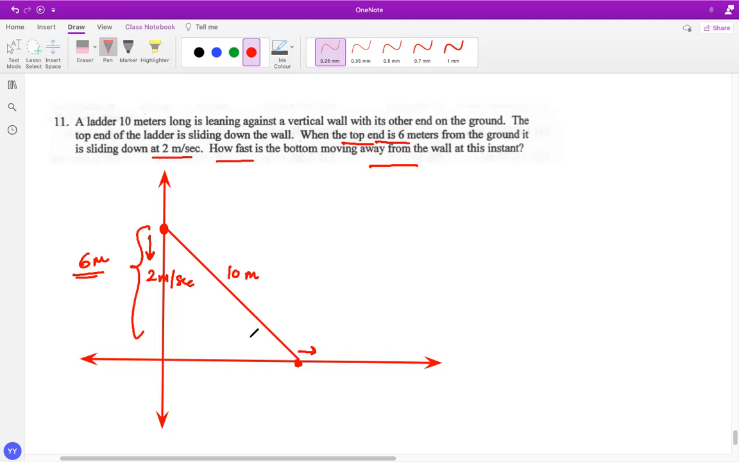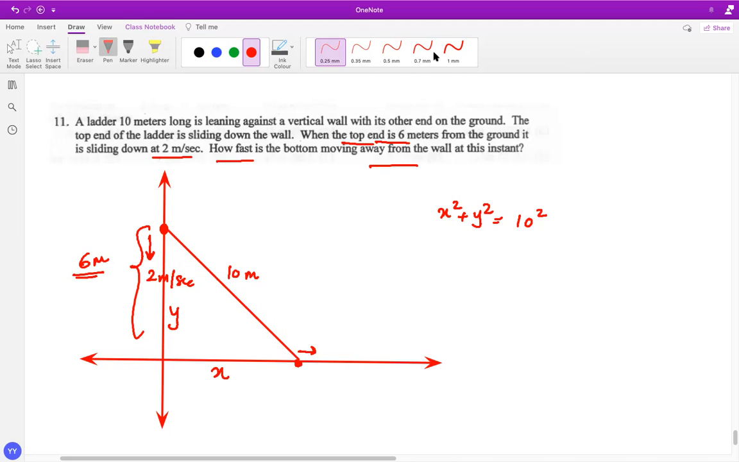Now in this case, we first have to relate the two quantities. Which two quantities are changing here? If I call this x and this y, first I have to set up the relation, that is x squared plus y squared equals 10 squared. That's your relation, because the length of the ladder is always constant, irrespective of the position of the ladder. Let's say the ladder is here, or here, the length of the ladder will still be the same. So the length of the ladder is not changing.